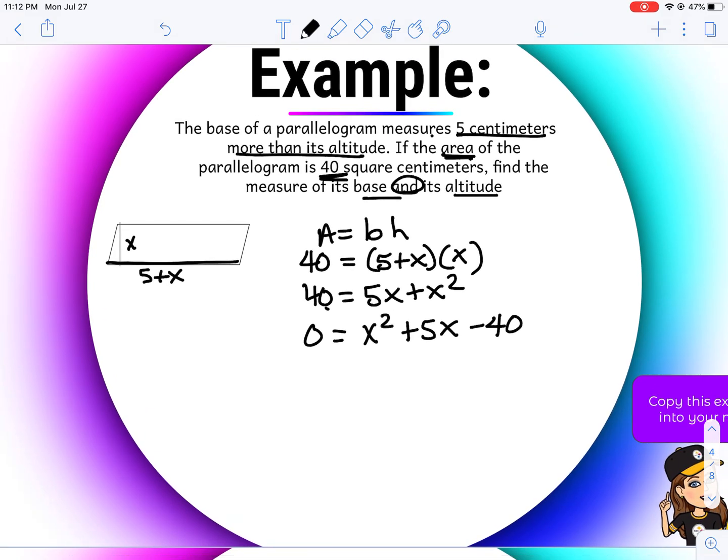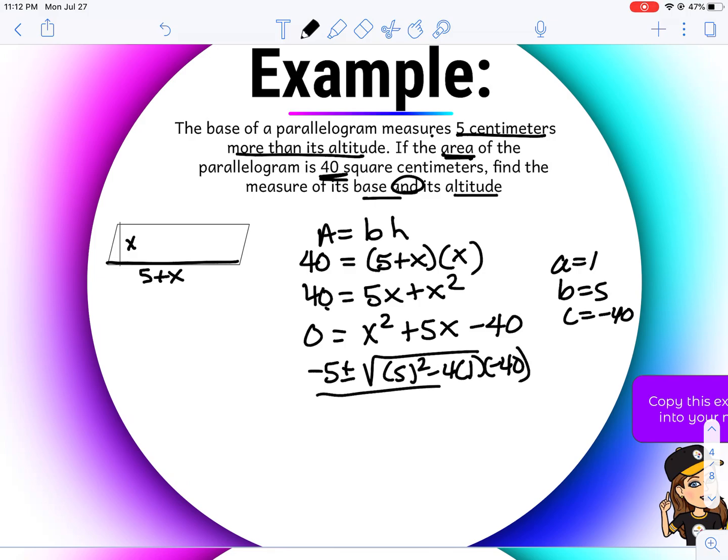Okay, now I'm going to set up my quadratic formula. I know a is 1, b is 5, c is negative 40. So let's go ahead and substitute in all our numbers. We got negative 5 plus or minus the square root of 5 squared minus 4 times 1 times negative 40, all over 2 times 1. Now again, this is an application, so it's okay to get a decimal. We want decimal forms on our application type questions.